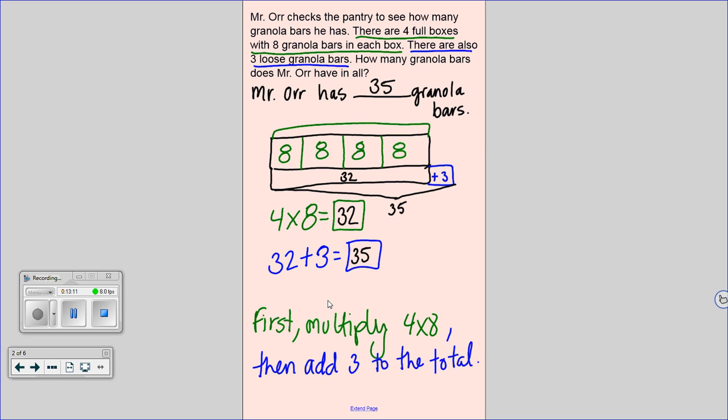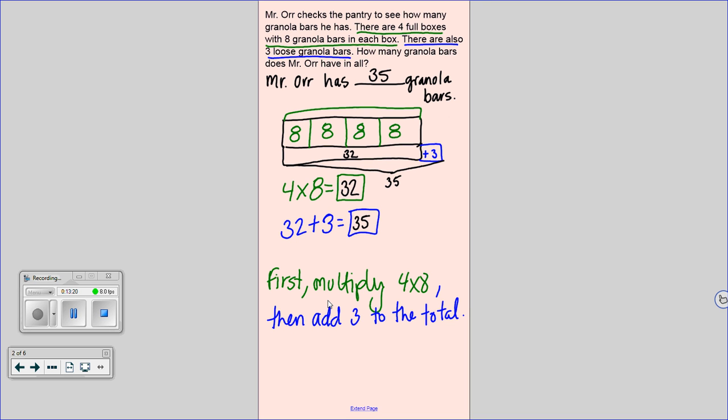First part I did is I multiplied. Then I added. So when I write this as an equation, it's going to look like this. 4 times 8 plus 3.